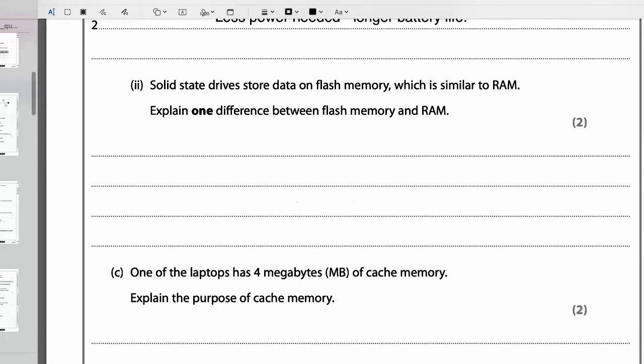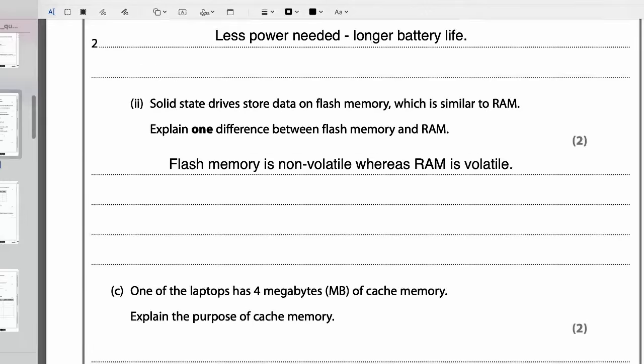2. Solid-state drives store data on flash memory, which is similar to RAM. Explain one difference between flash memory and RAM. Well, flash memory is non-volatile, whereas RAM is volatile. So when power is no longer going to RAM, it will lose whatever's stored on it. So when you switch your computer off, whatever's stored temporarily in RAM disappears. Now, I just kept it really simple. Flash memory is non-volatile, whereas RAM is volatile.